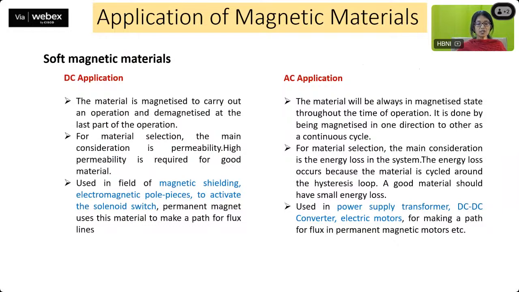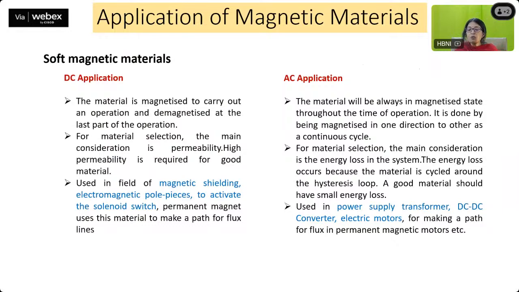In this case, what you do is the material is magnetized to carry out an operation and demagnetized at the last part of the operation. For material selection, the main consideration is permeability. High permeability is required for good material, and used in the field of magnetic shielding, electromagnetic pole pieces to activate the solenoid switch. Permanent magnet uses this material to make a path for flux lines.